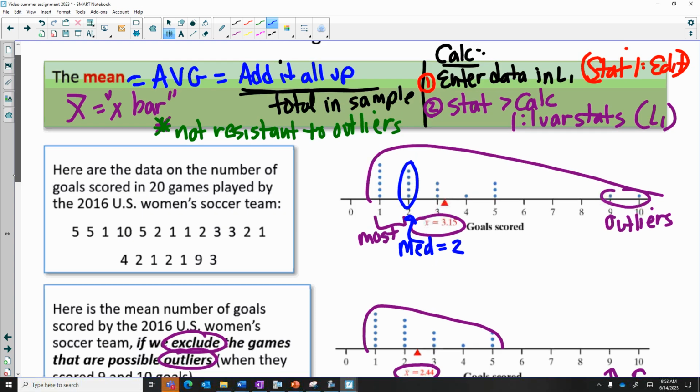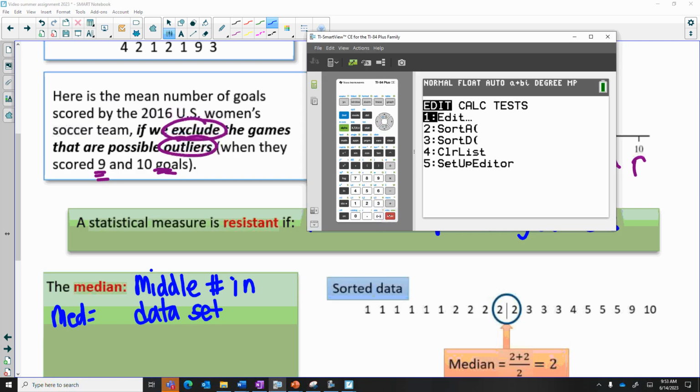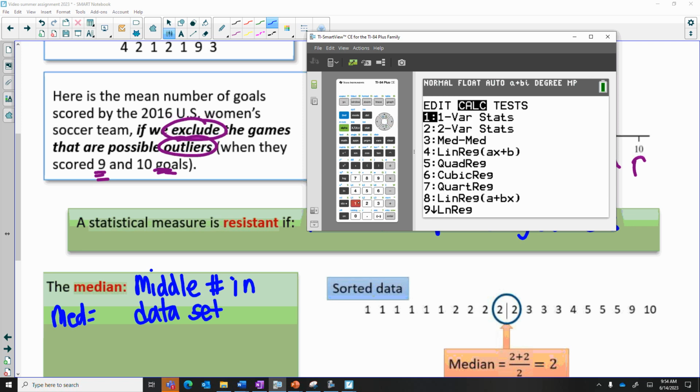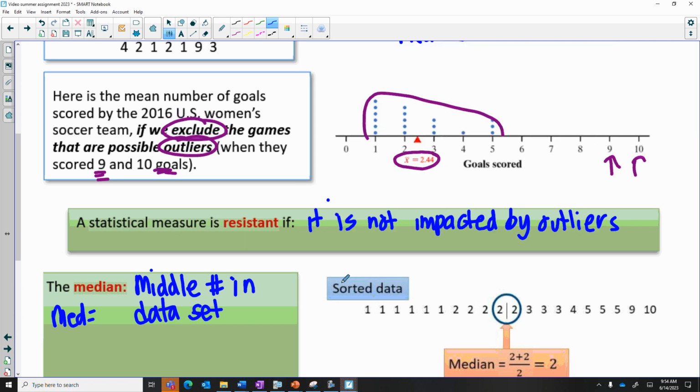Now, what happens if I remove those outliers? Let's see. I'm going back to stat edit, and I'm going to go to the bottom of my list, and I'm going to just hit delete on the 9 and the 10. And now I'm going to run the one variable statistics again. Stat, calc, 1 bar stat, L1, calculate. So my new mean was 2.44, which is what it said here, 2.44 without the outliers.